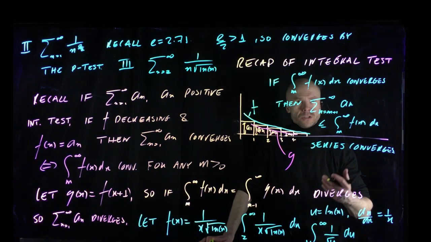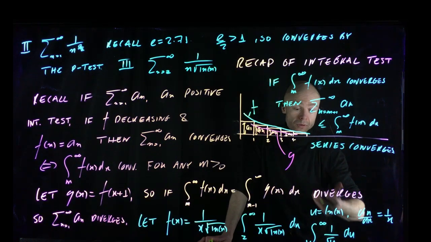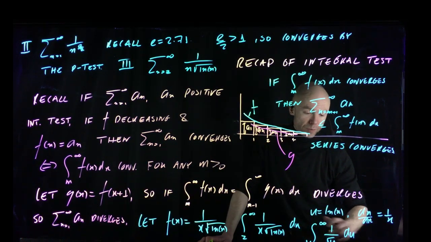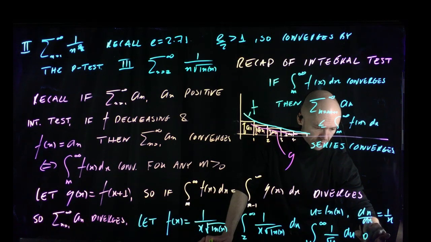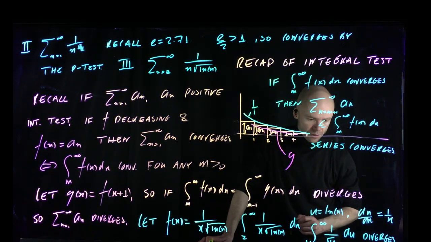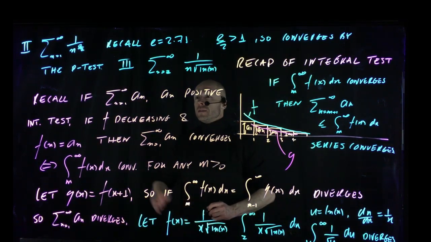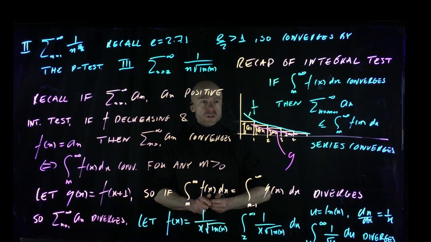And this thing diverges because, again, by the p-test for improper integrals, here we have p equals a half, so it diverges. So the answer is that series 3 diverges.